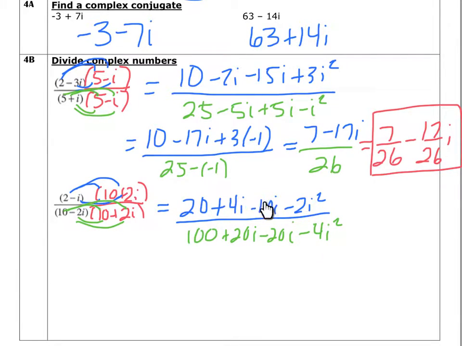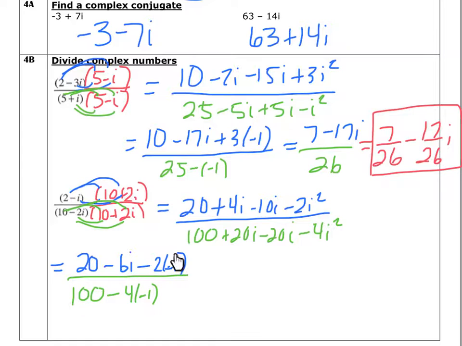Let's simplify the top, bring together these two like terms, and then change i squared to negative 1. So that's going to be 20 minus 6i minus a 2 times a negative 1. On the bottom, we're going to bring these two like terms together, which becomes 0. Change i squared to negative 1. That's going to give us 100, and then minus a 4 times a negative 1. When we combine this, a negative 2 times a negative 1 becomes positive 2. So positive 2 plus 20 is going to be 22. So we have 22 minus 6i. The bottom here, negative 4 times negative 1 becomes positive 4. 100 plus 4 is 104.